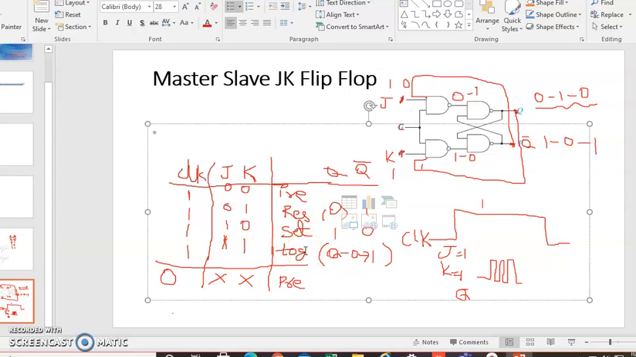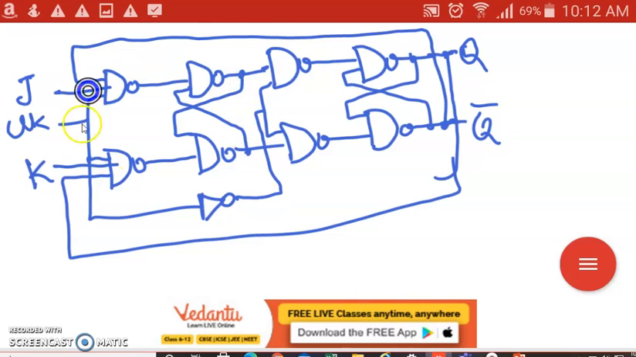Now there is no change in the action of this with respect to the master slave. The only change is that the master will be working. Whatever the working of the master, the slave is copying. So 0 0, 0 1, 1 0, 1 1. We just look into these inputs now.